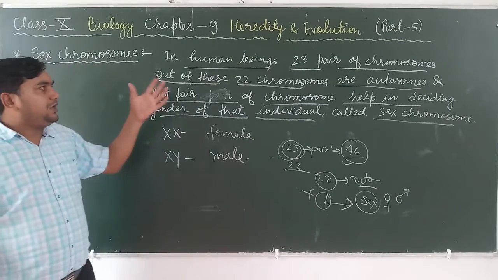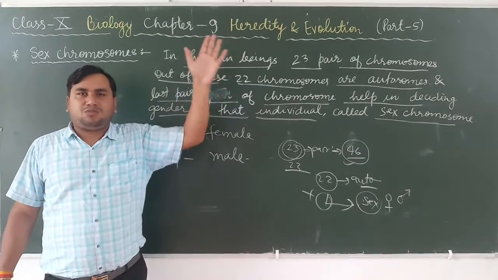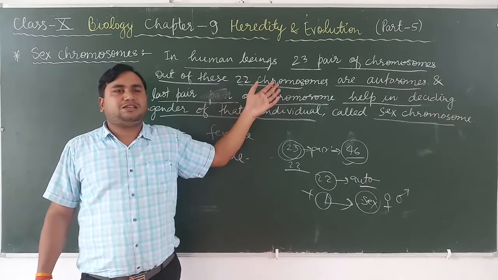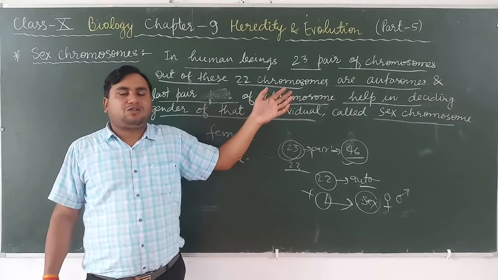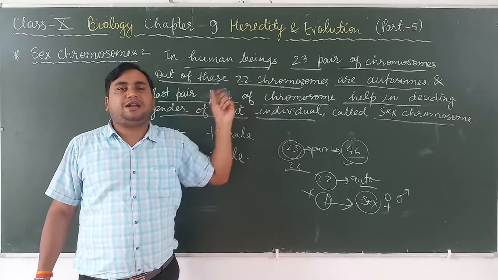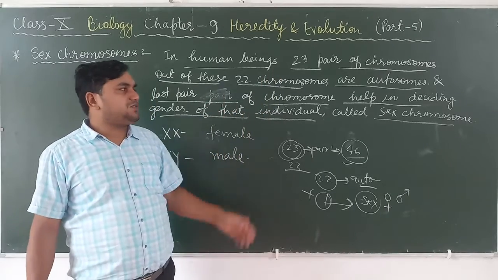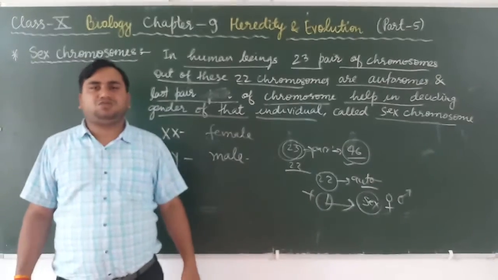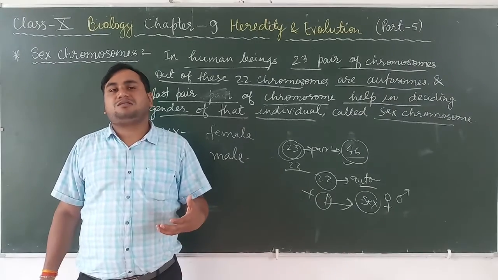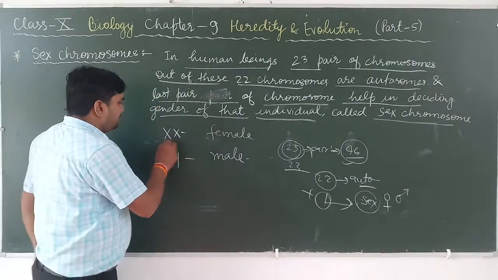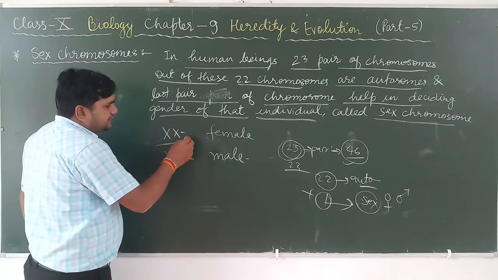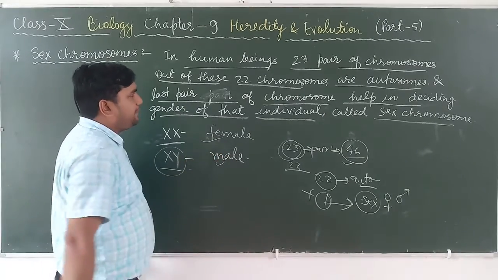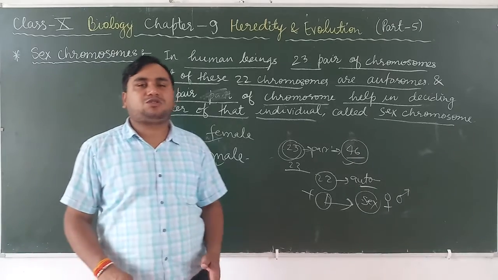So simply, in human beings 23 pairs of chromosomes are found. Out of these, 22 pairs are the autosomes, and the last pair is responsible for deciding the gender of that individual. That is called the sex chromosome. So once again, XX is responsible for the female and XY is responsible for the male. This is about sex chromosomes.